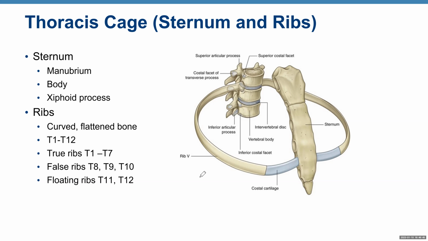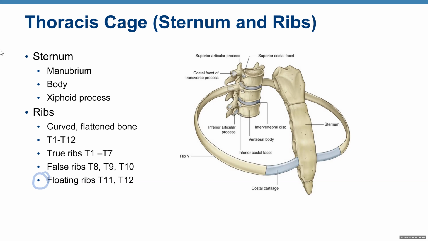Ribs are curved, flattened bones, T1 through T12. So we have 12 pairs of ribs. True ribs are T1 through T7. The first 7 ribs are true ribs. T8, T9, T10 are false ribs. And T11, T12 are floating ribs.